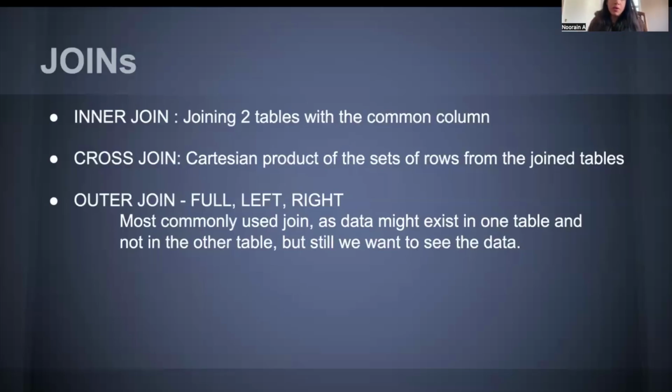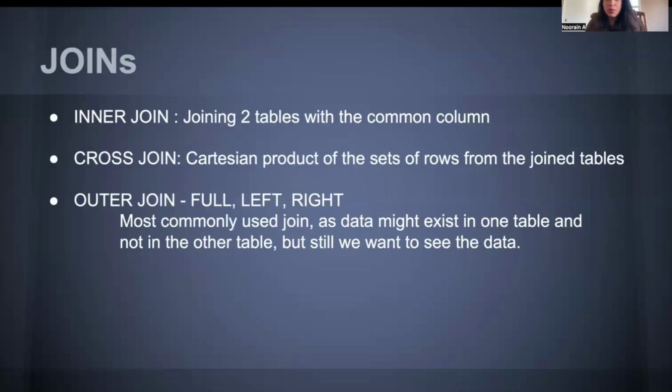And then let's talk about left join and right join. You can skip the cross join, we'll get back to it. It is basically like a Cartesian product of the sets of rows from the joined tables. We can go into more detail, but for now, if you're a beginner, just know the concept that there is something called cross join, and I'll demonstrate it later for a little more clarity. In terms of outer join, there are 3 kinds of outer joins: full, left, and right.